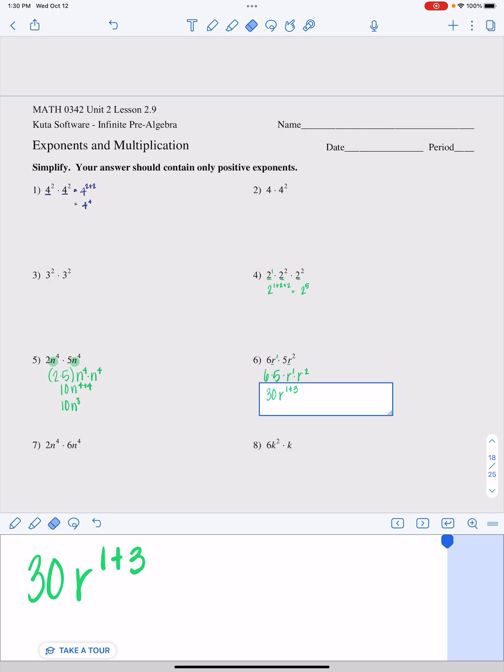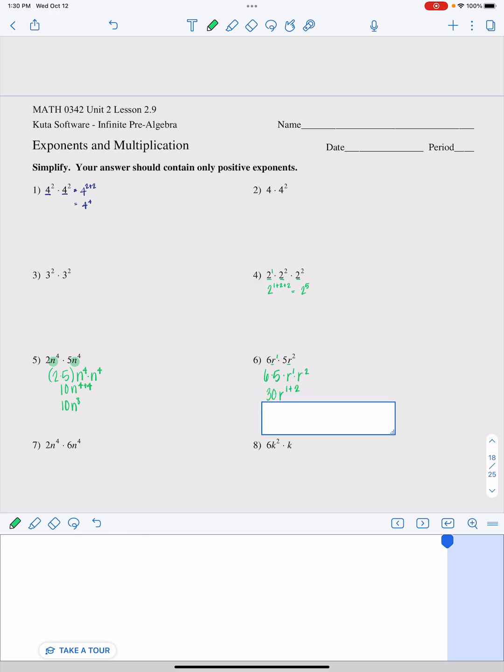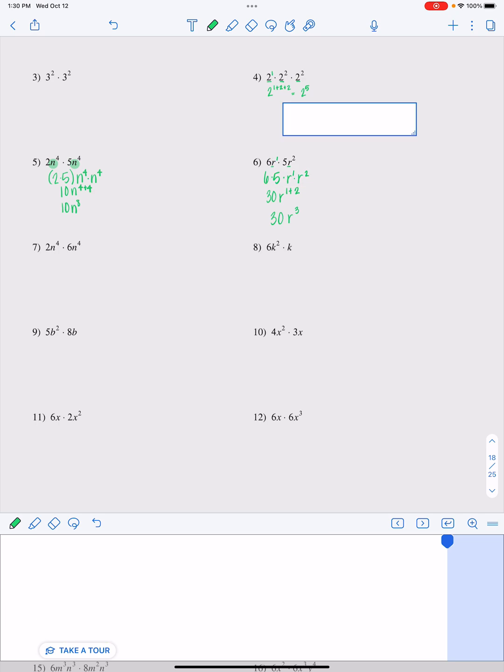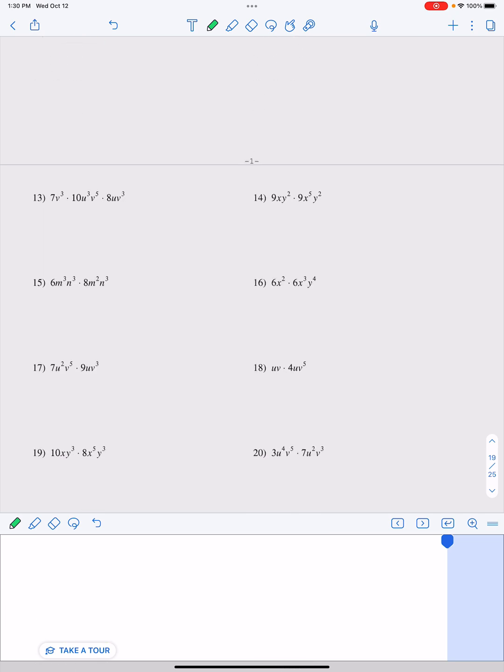Oh, goodness. I got a little bit ahead of myself. And this becomes 30 to the r times r cubed. Let's see if there's anything else. Oh, yes.